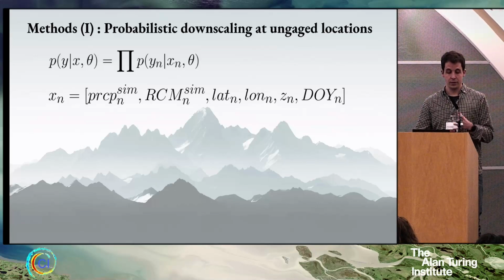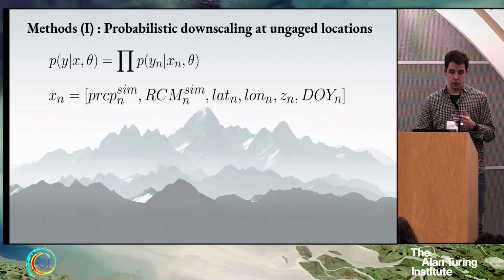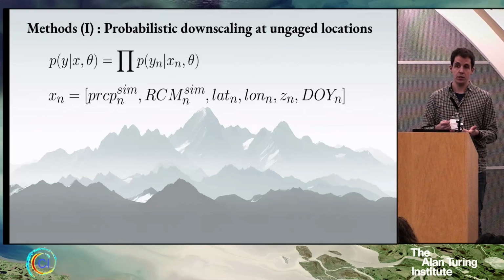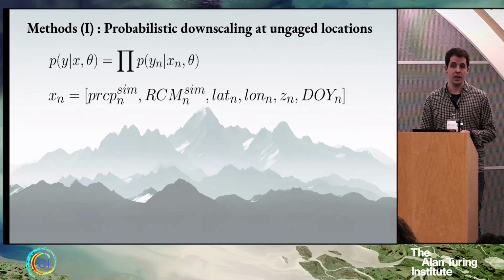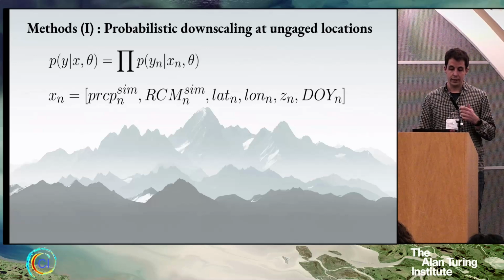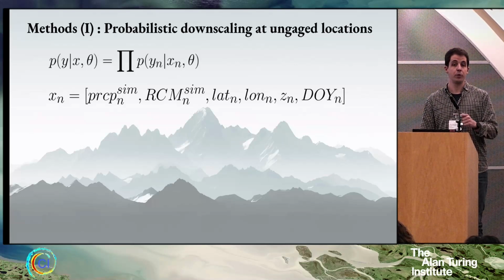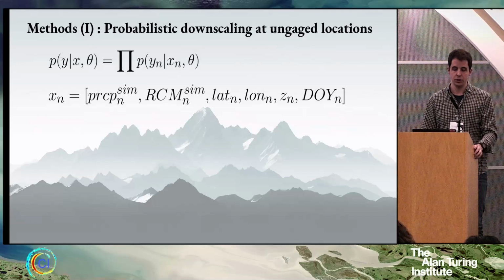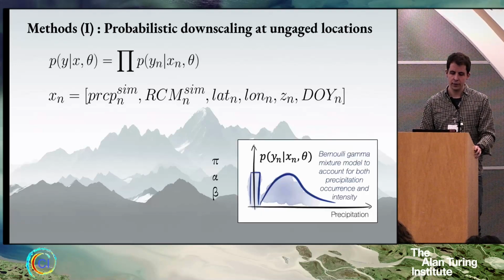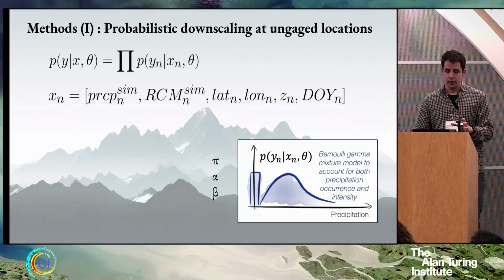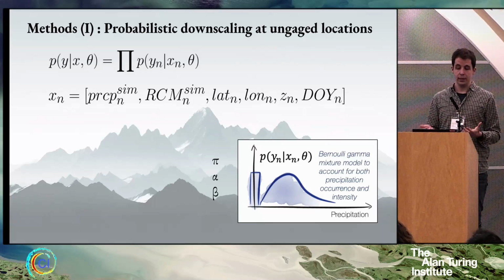The set of predictors that we use includes the simulated precipitation, so daily precipitation simulated by the RCM, along with other RCM outputs, other variables, and also information such as latitude, longitude, elevation, and day of the year. So more static information that will help us make predictions at any ungauged location for which we have these predictors. And we're going to be mapping it into probability space.